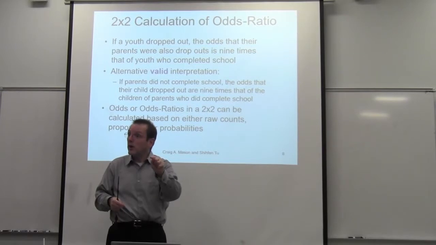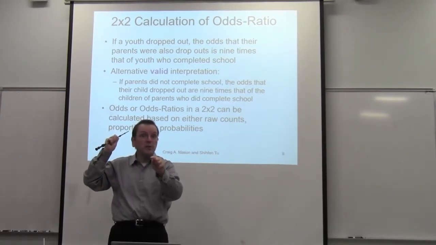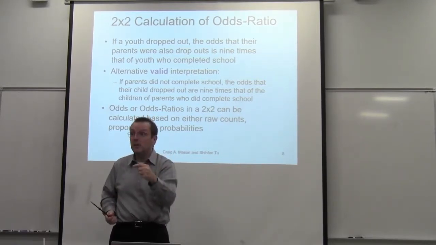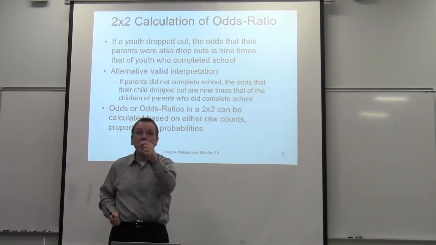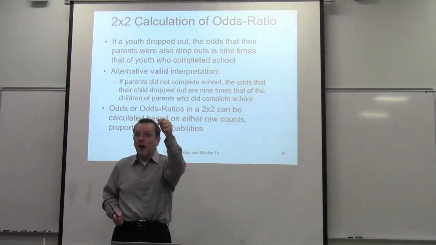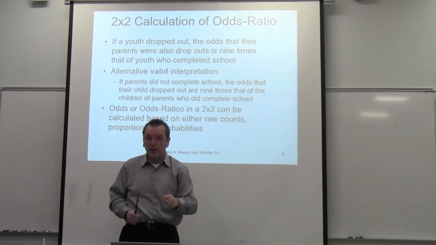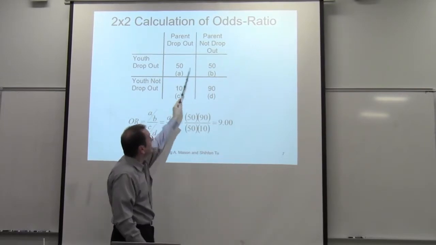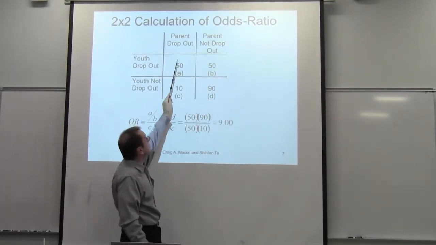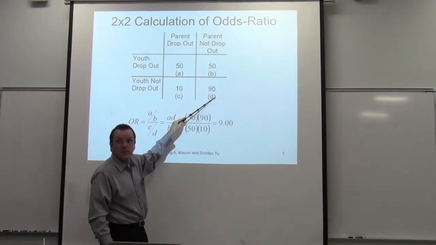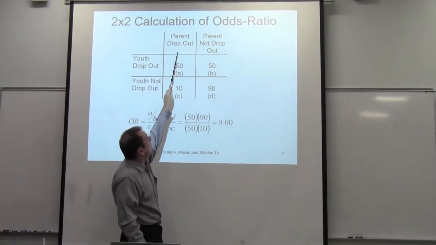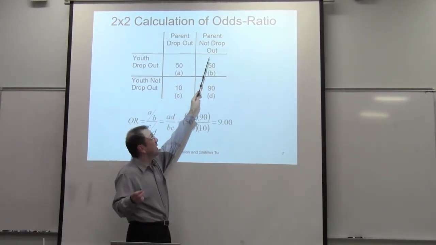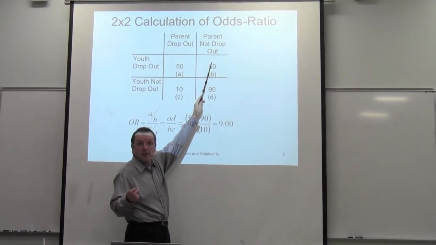You can also take that odds ratio of 9 and use it this way: if a parent drops out, the odds that their child will drop out are 9 times that of the odds for a parent who did not drop out. If you really think about this, that may seem kind of crazy, because I sampled the kids this way, but I'm interpreting it this way. I'm interpreting it as, if the parent drops out, the odds that their child will drop out are 9 times greater than if the parent did not drop out.